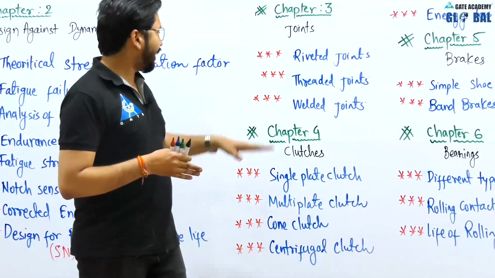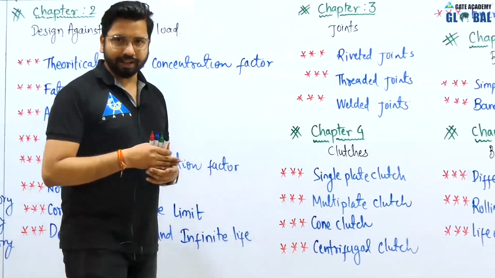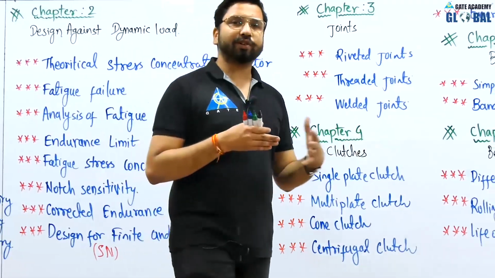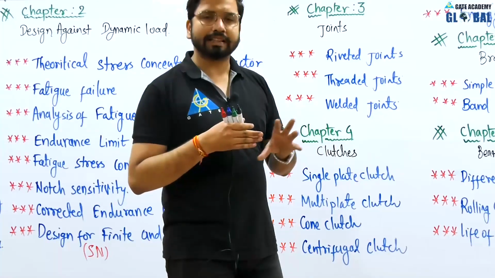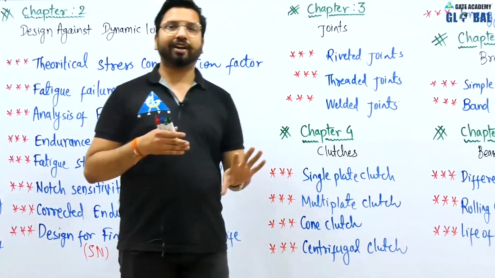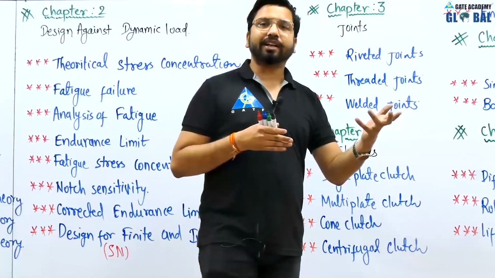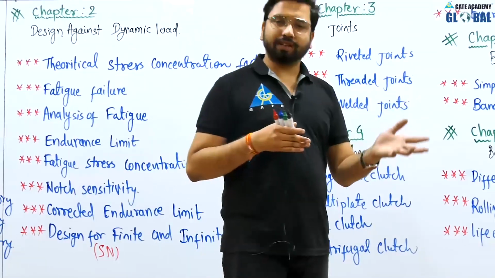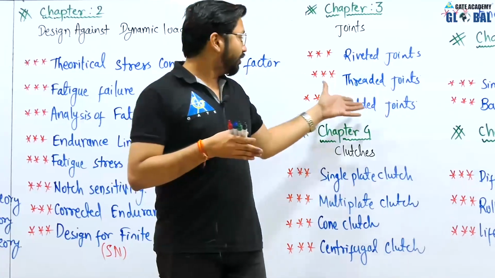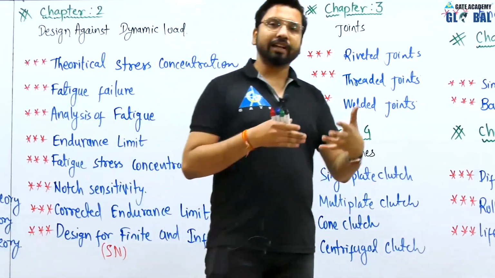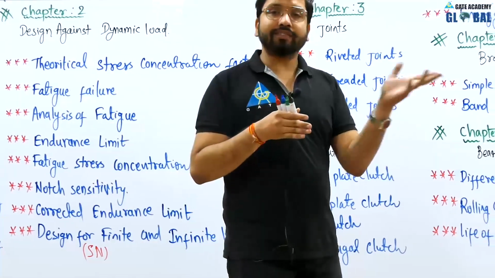After that we will move to welded joints, and in welded joints we will see different types of welded joints: butt joint, fillet welds, parallel fillet weld, transverse fillet weld, and unsymmetrically loaded weld. These kinds of standard topics will be dealt with in the topic of welded joints. Then we will discuss eccentrically loaded welded joints.